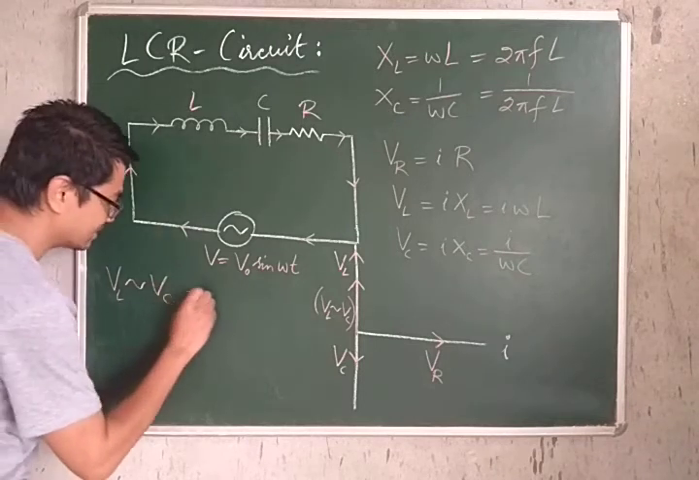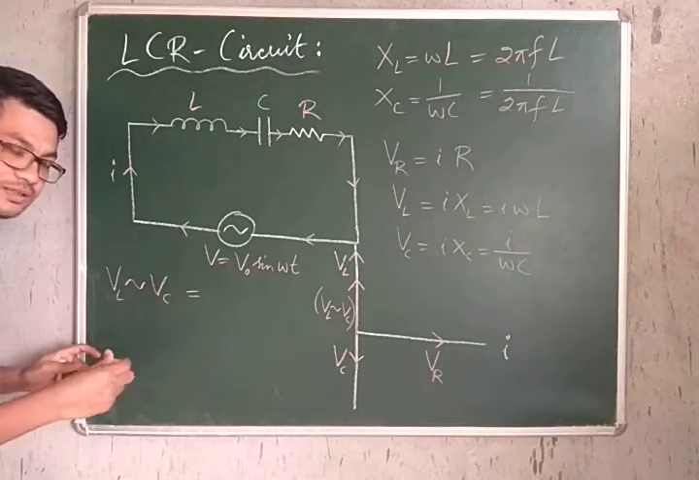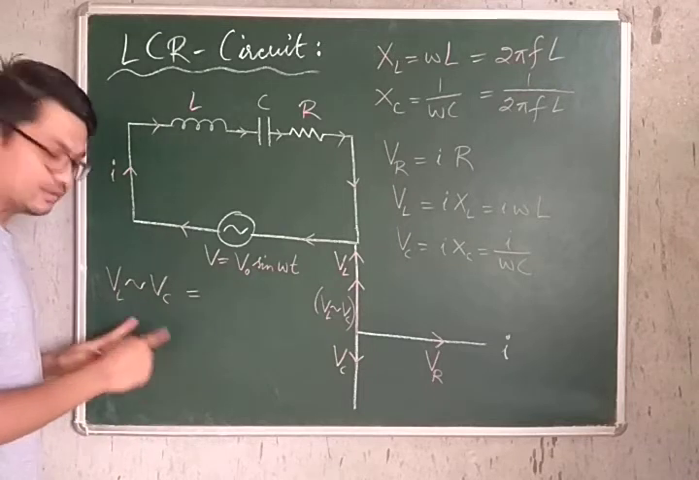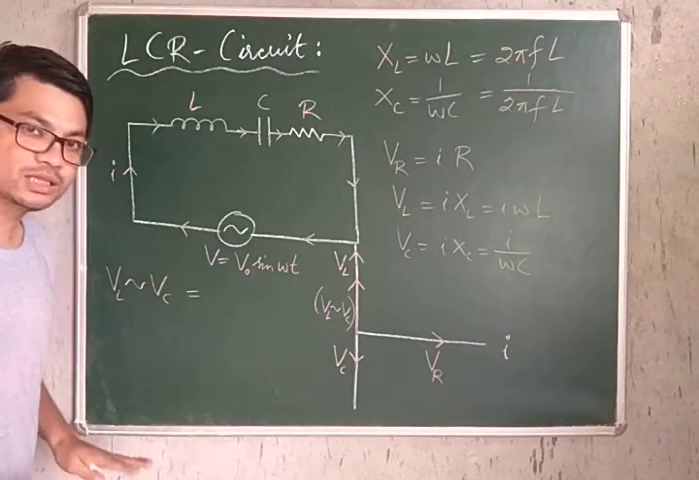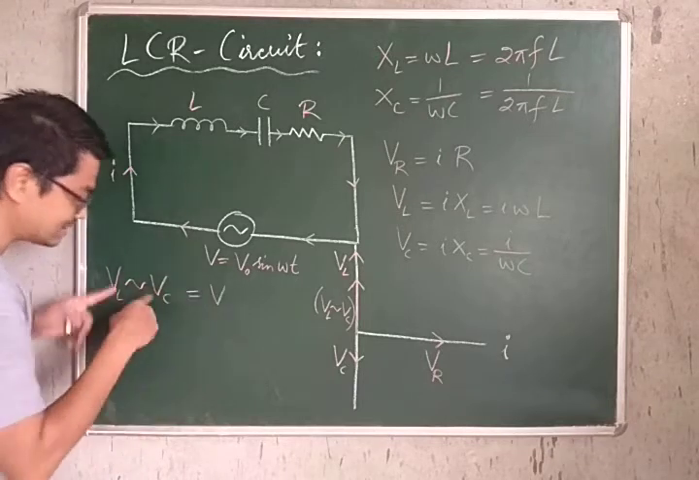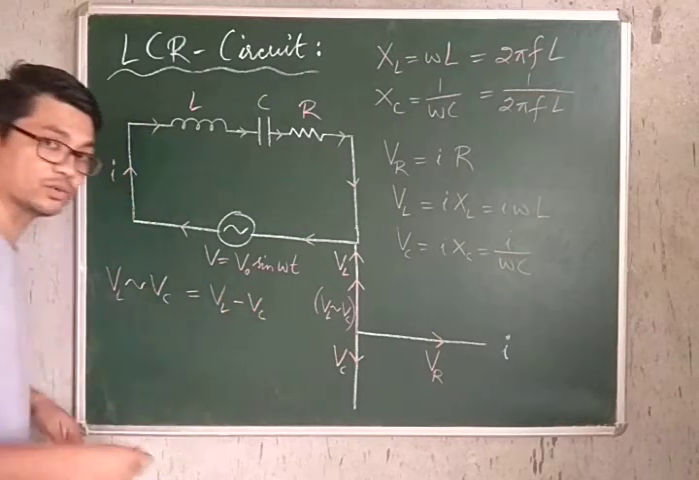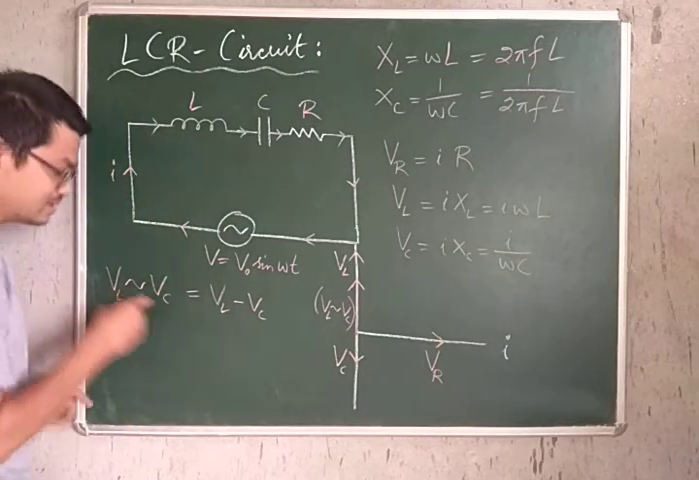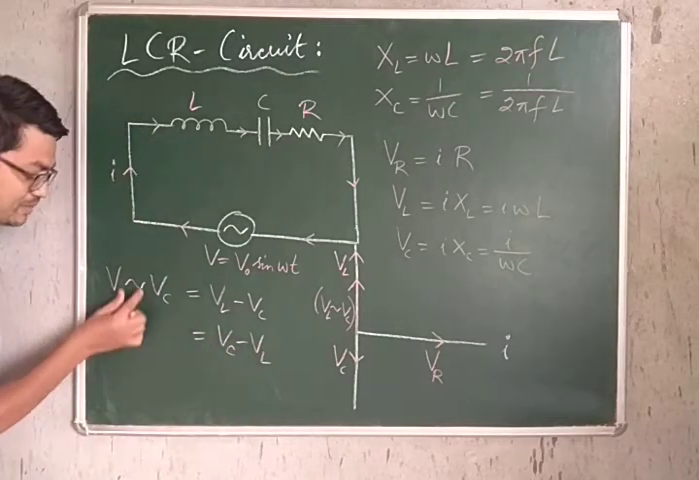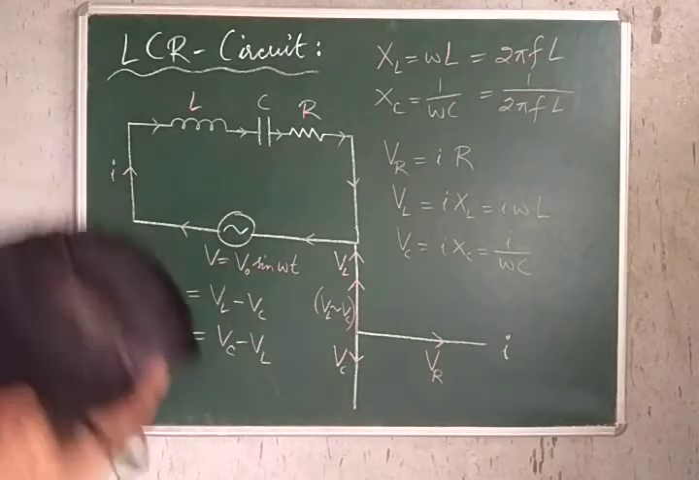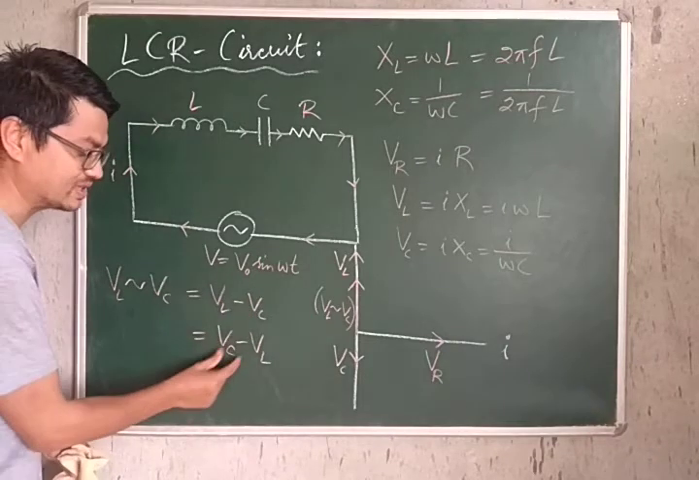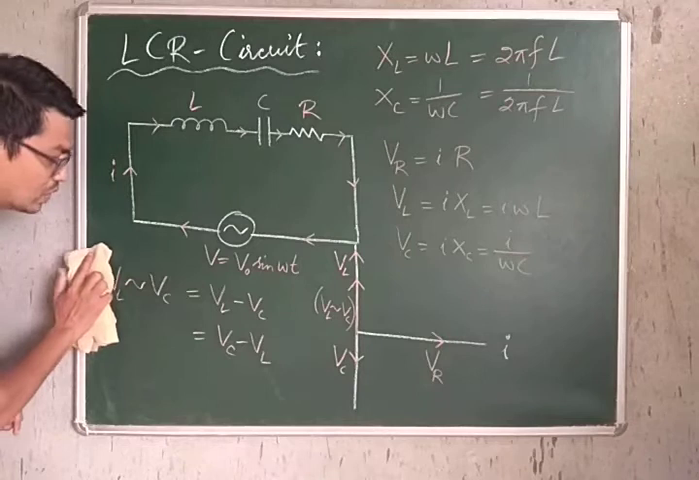VL quack VC means that between these two, its meaning is more important than its name. The sign tells us that whichever is greater subtracts the other one. So if VL is greater than VC, this symbol means VL minus VC, whereas if VC is greater than VL, this symbol means VC minus VL. So VL quack VC means VL minus VC if VL is greater than VC, and VC minus VL if VC is greater than VL. Do not forget that.